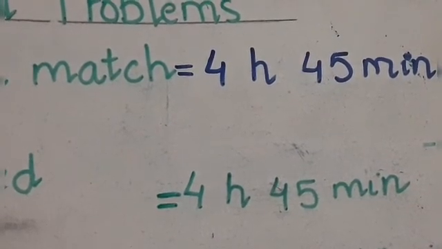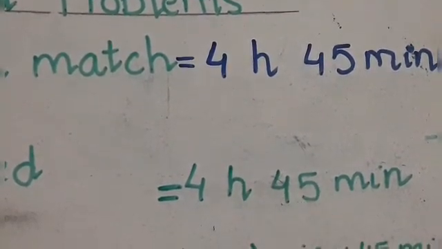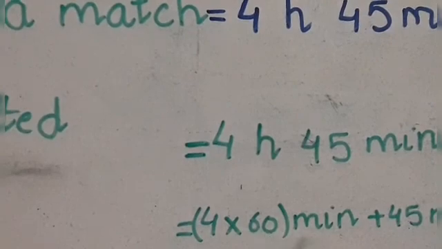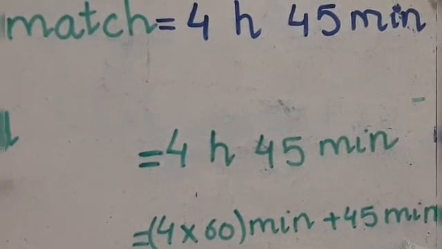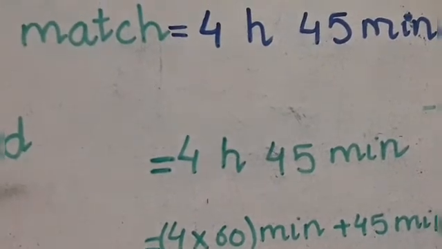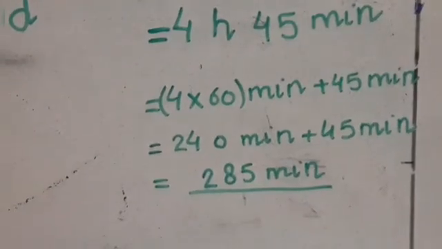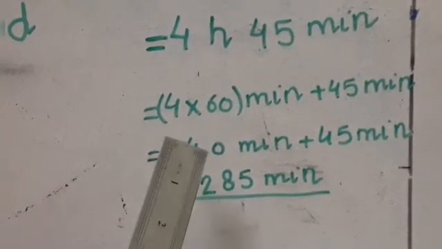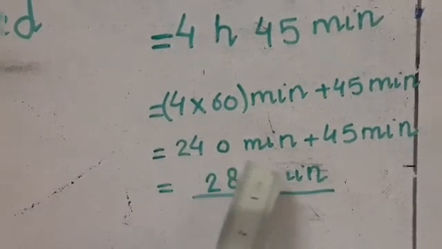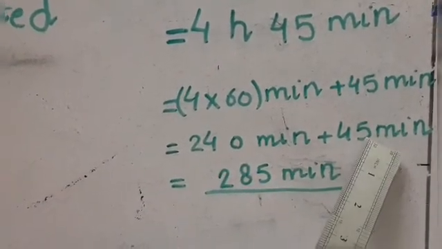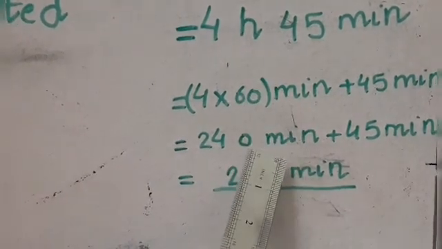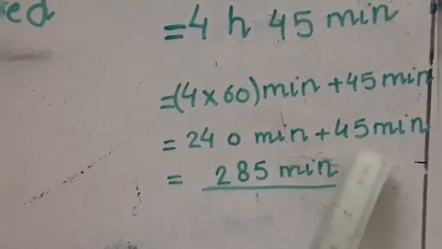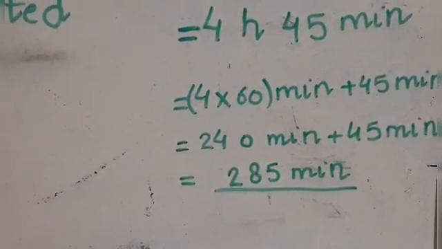So students, first of all we will write the 4 hours 45 minutes, and then we will multiply 4 by 60. 4 multiply 60 minutes plus 45 minutes. Students, then we will multiply 4 by 60 and we get the answer 240 minutes plus 45 minutes. Okay, you can move the 0 as it is in the answer, and 6 4s are 24. So now we will add both of these numbers. So let's start adding.